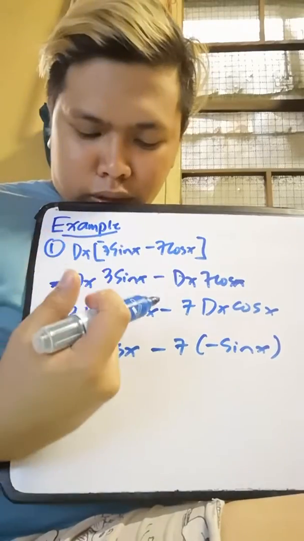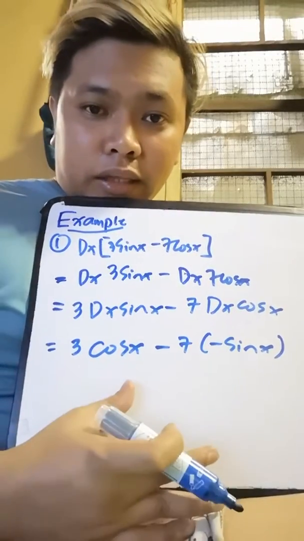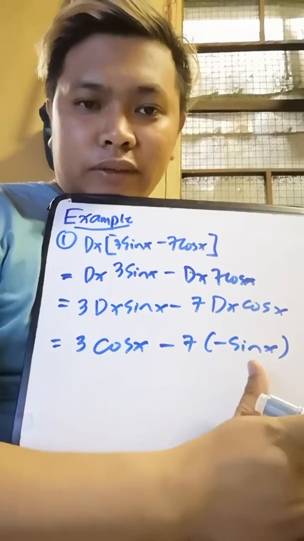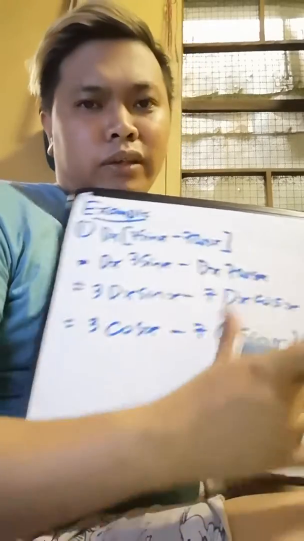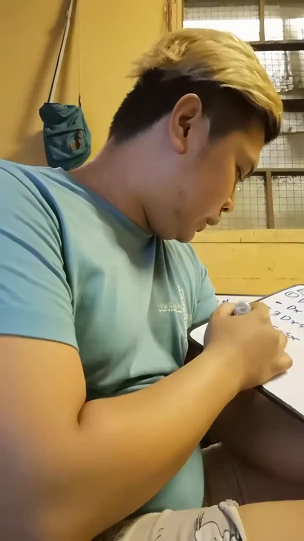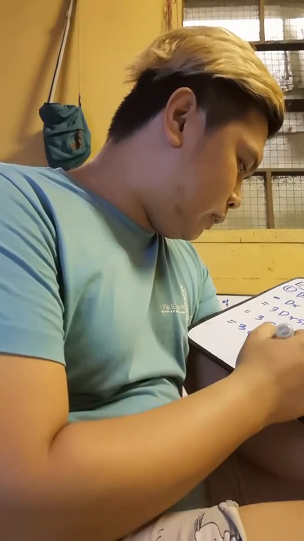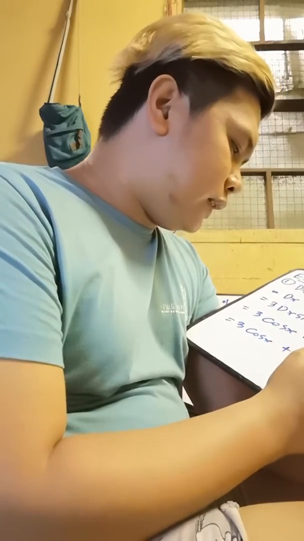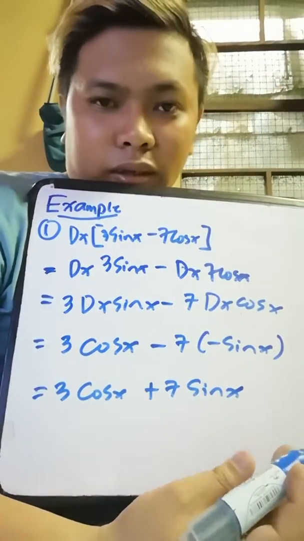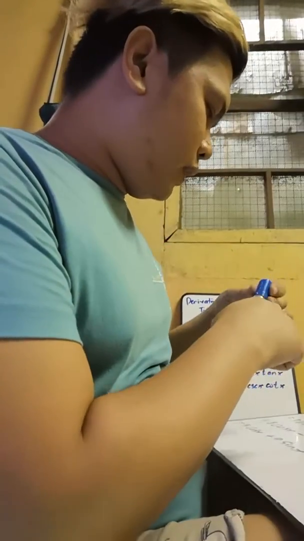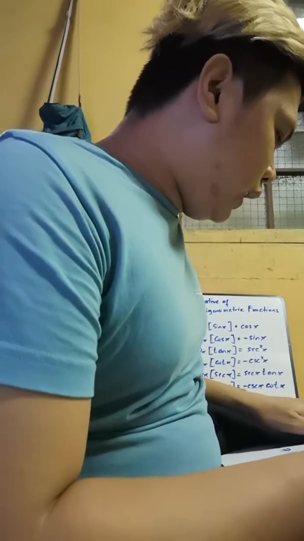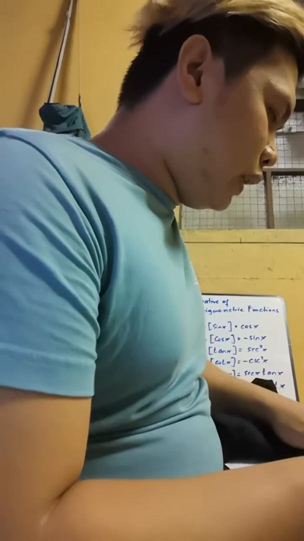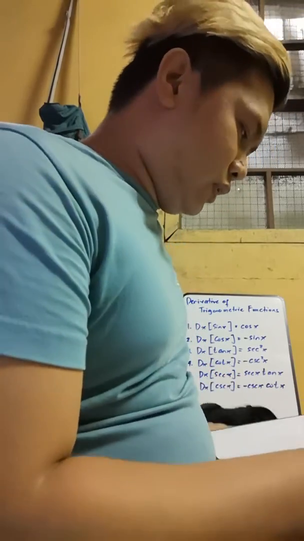So, 3 times derivative ng sine x ay cosine x, minus 7 times derivative ng cosine x ay negative sine x. Ulit, ang derivative ng sine x ay cosine x, at ang derivative ng cosine x ay negative sine x. Factor out mo yung negative and you can come up to the final answer, which is 3 cosine x plus 7 sine x. Sabi ko nga, madali lang siya kasi may sum rule tayo. Pwede nating paghiwalayin and obvious na nakita mo agad na merong rule na pwedeng i-apply dun sa trigonometric function.